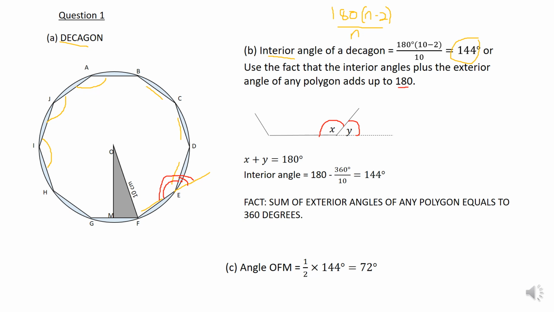And to find an exterior angle, we simply use the formula of 360 degrees and we divide it by the number of sides, because this is giving us a total. The 360 degrees means all the exterior angles. If you were supposed to extend those lines, all the exterior angles of any polygon will always add up to 360 degrees. So that's why I was using this particular fact. And then obviously, in order for you to find angle OFM, which is this particular angle here, well, that one is just easy. It's half of 144, which is 72 degrees.